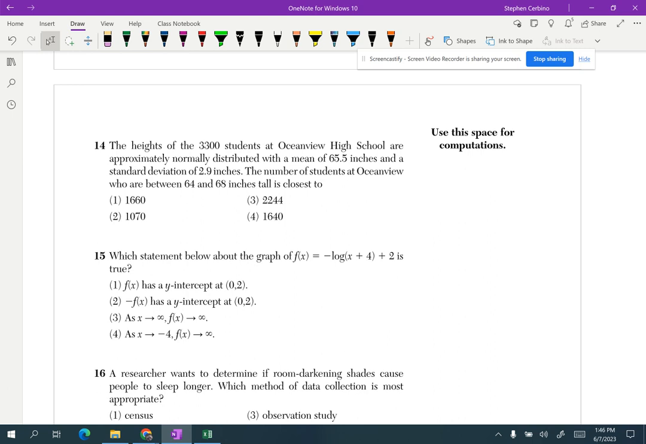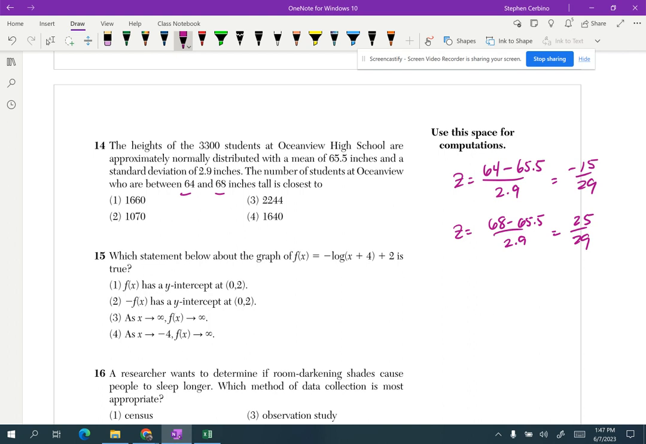Number 14 says approximately normally distributed. So that's going to tell us we probably need z-score, and it is. They give us 2 values that we need to find the z-scores of. So we're going to find the z-score for 64. It's value minus the mean, which is 65.5, divided by the standard deviation, which is 2.9. That comes out to be negative 15 over 29 if you type that in your calculator. Remember, we want fractions there. The other z-score is with the value of 68. So we'll say 68 minus 65.5 over 2.9, and that's going to come out to be 25 over 29.